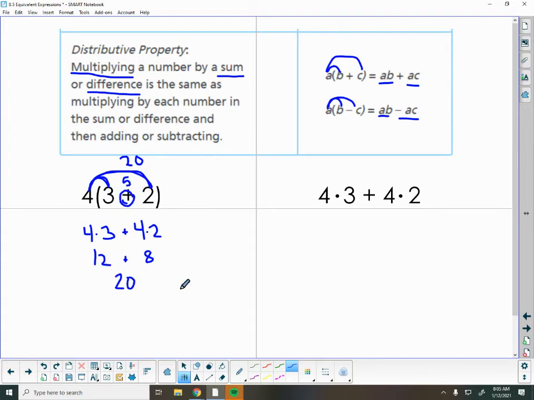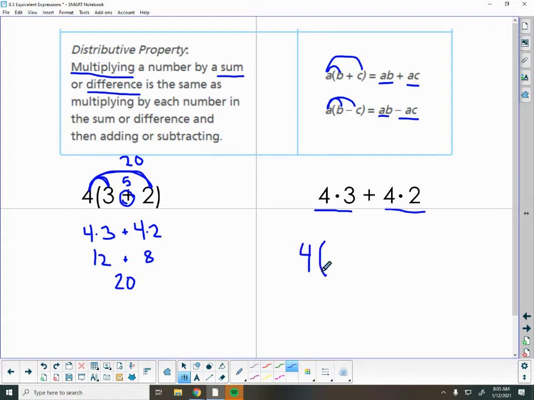You can also go the opposite way in the distributive property. So this has already been distributed. So we can look at this and say, what do these have in common? What factors do these multiplication problems have in common? So they both have a 4. So you can pull out the 4.